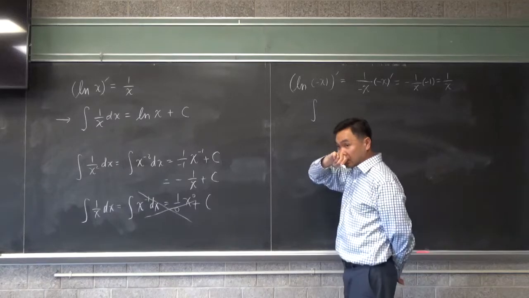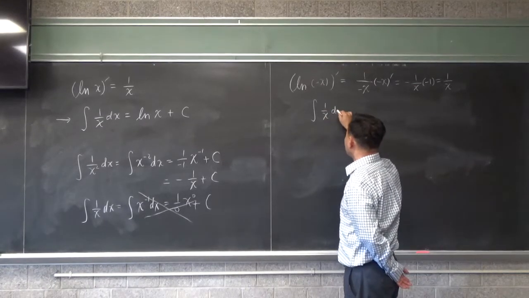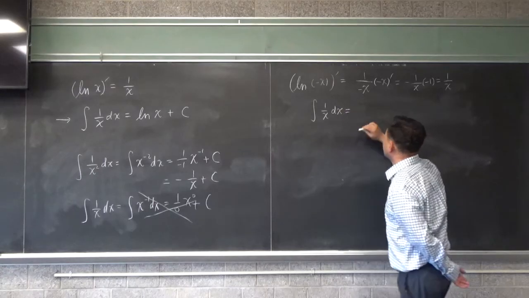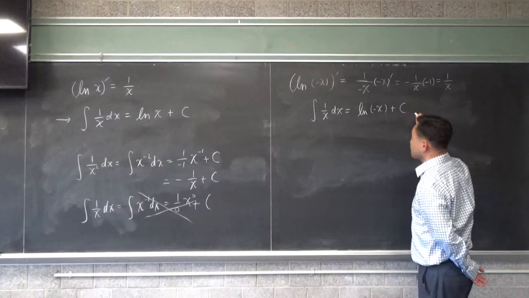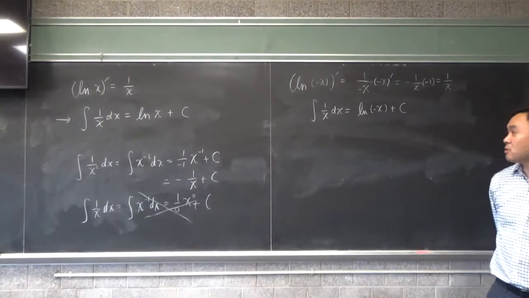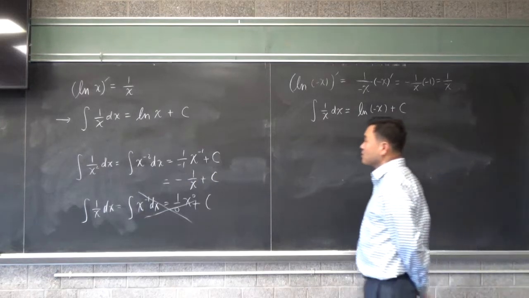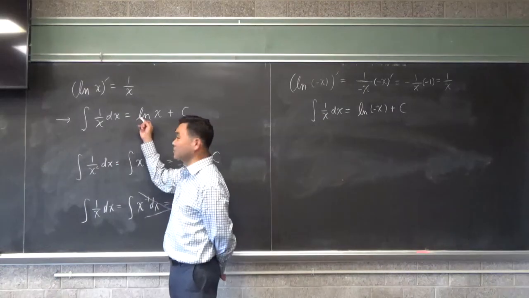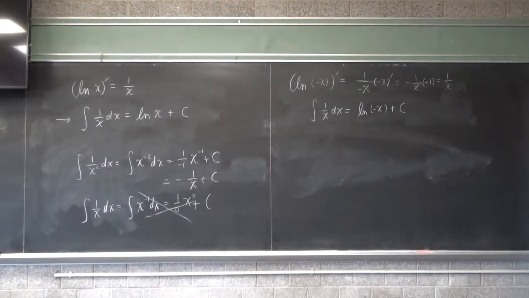Okay, tell me what the corresponding integral statement is. The integral of 1 over x dx is equal to ln of negative x plus c. Oh wait, that's strange, don't you think? Here it says the integral is ln of x. Here it says the integral is ln of negative x. Which one is right? Is it possible that there are many solutions?